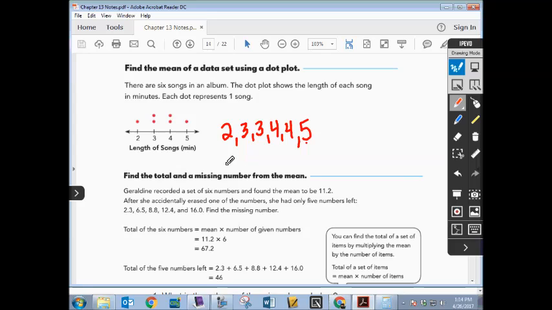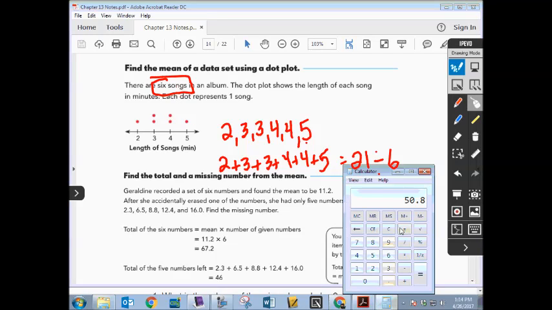So what are we going to do? Well, we're going to add those up. 2 plus 3 plus 3 plus 4 plus 4 plus 5. Okay? We're going to add it up. That's 5, 8, 12, 16, 21. And then we're going to divide it by how many songs there are. You can either count the dots or just look in the question. It's going to be 21 divided by 6. We'll do that real quick. 21 divided by 6 is going to give us 3.5.